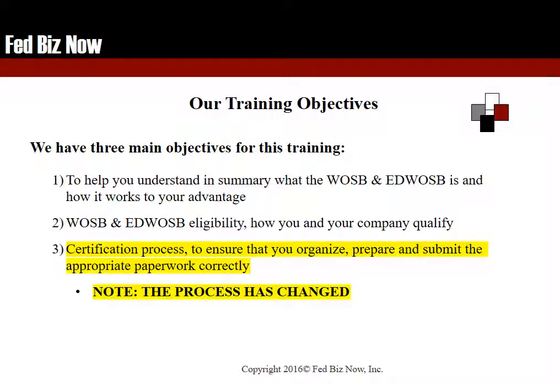So let's get to part 3 of the actual application process. In part 2, the part 3 objective, we're talking about the certification process itself, walking you through it, assuring that you get things organized, that you're prepared, and that you submit the appropriate paperwork correctly. Okay, and so for most of you that have done this already, you need to know that the process has changed. There have also been some updates with the NAICS codes, and we're going to talk about that.